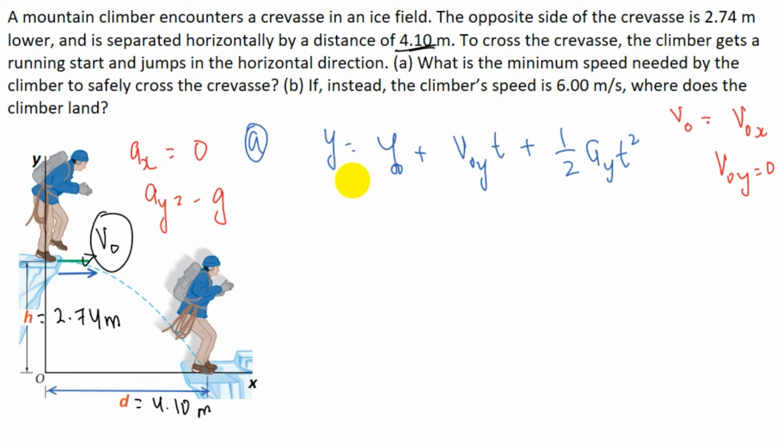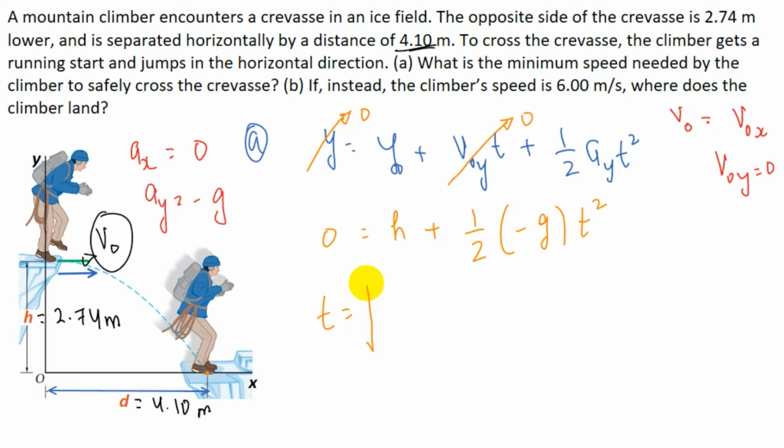Now we can solve it further. y naught is the initial position, which is h here, so we can put it as h plus v naught y, which is 0, so this whole term goes to 0. Now 1 over 2, ay is minus g here, so minus g times t squared. Now y is the final position, and here y becomes 0. This also goes to 0, and on further solving we'll get the time taken by the climber to reach the other side of the mountain to be under root 2 times h over g.